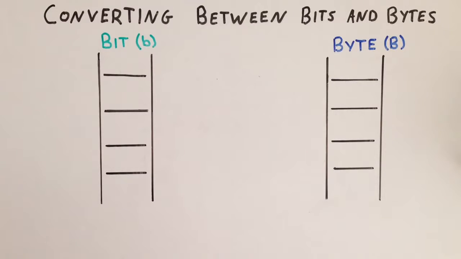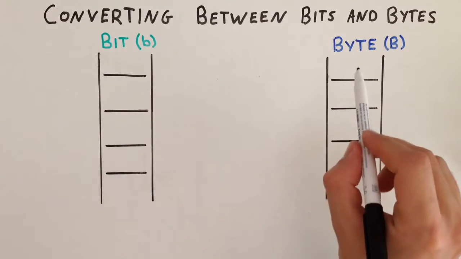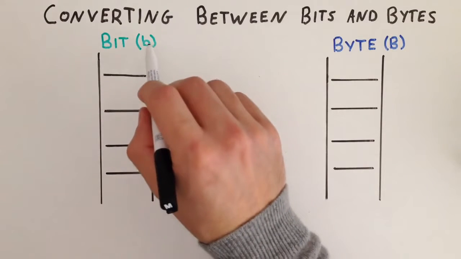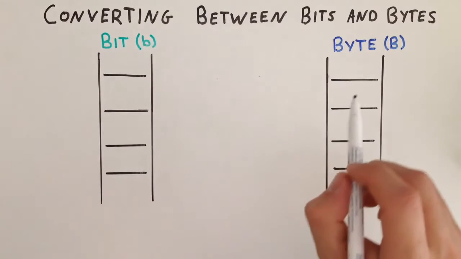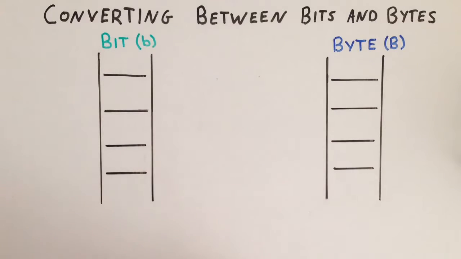Okay, so here's a quick little analogy to hopefully help you when converting between bits and bytes. So the first thing you need to do is draw two ladders. Let's call the left ladder the bit ladder, and the right ladder we'll call the byte ladder. The symbol that we use for bit is a small b, and the symbol that we use for a byte is a big B or capital B.